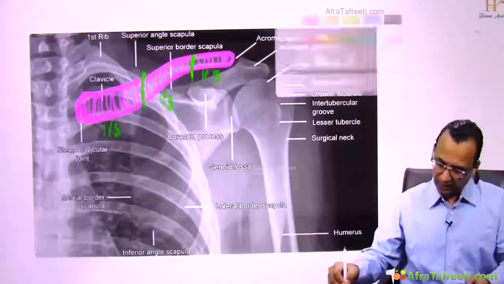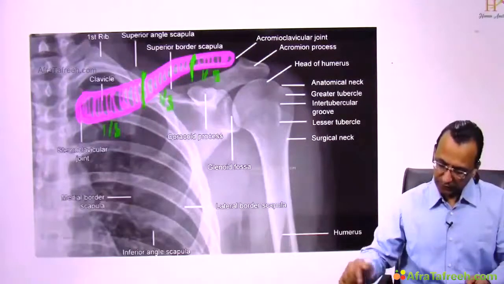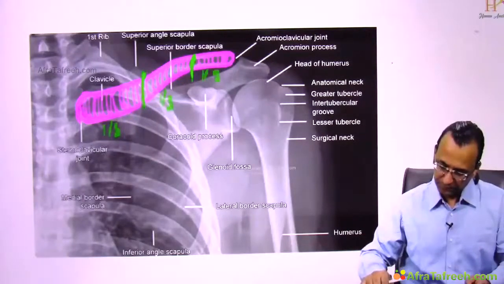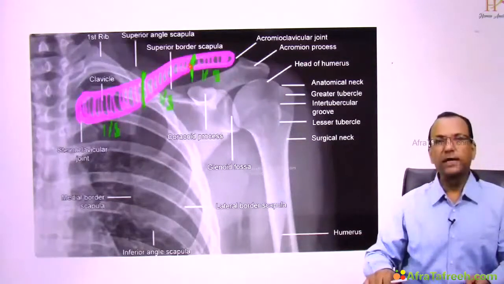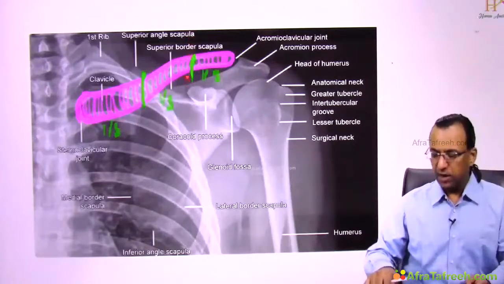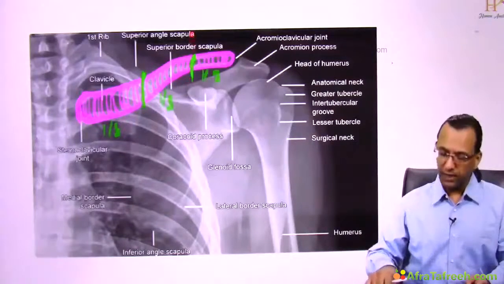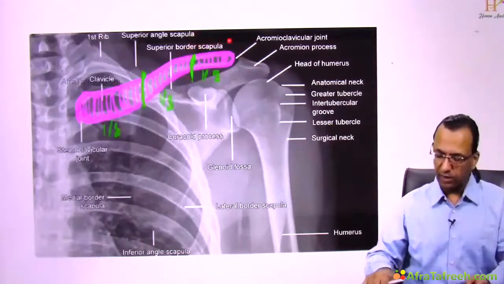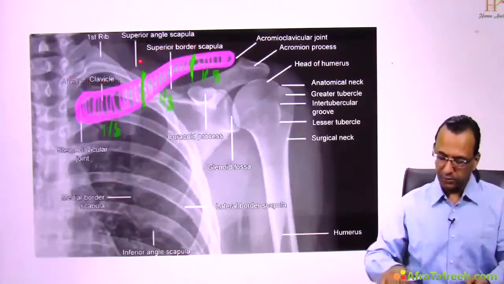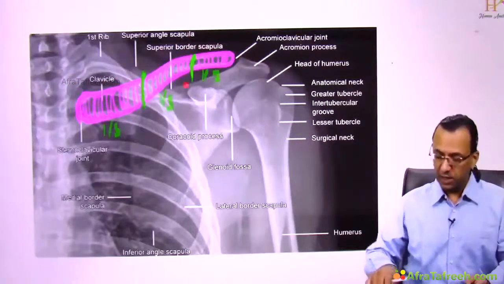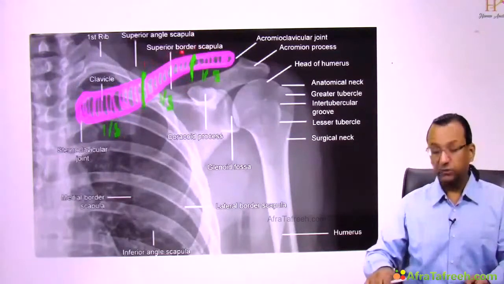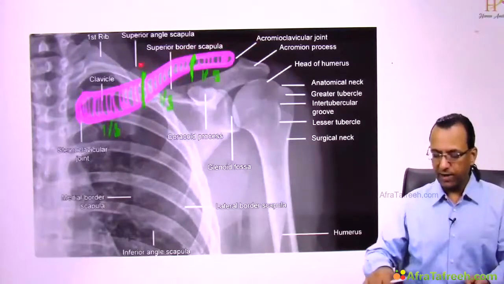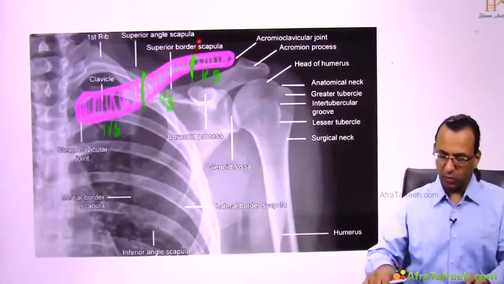You're telling that fractures are happening at the junction of the lateral 1/3 and the middle 1/3. Yes, that is the point. You can also say the fractures are happening at the junction of lateral 1/3 and medial 2/3, or at the junction of lateral 1/3 and intermediate 1/3. That is also one way of telling.